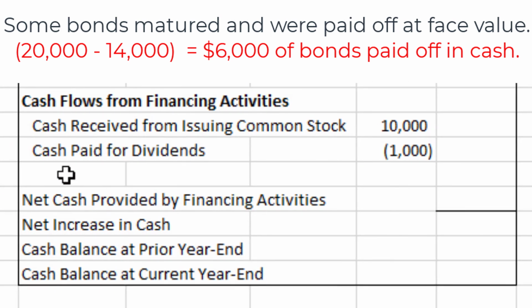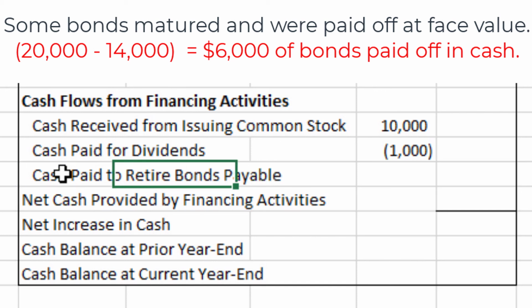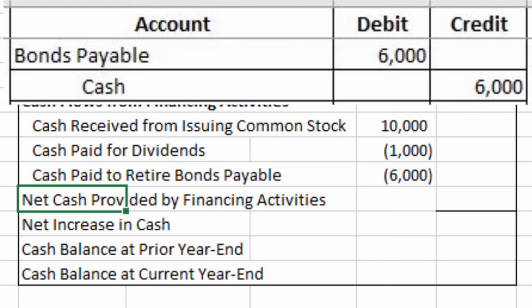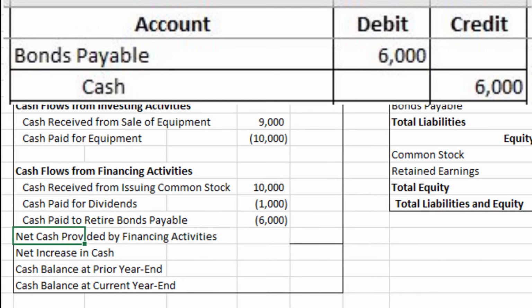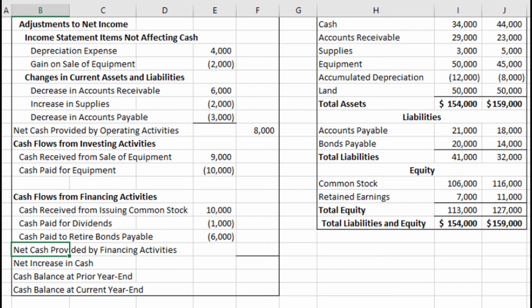So what we will put here is cash paid to retire bonds payable. And that's going to be for negative $6,000. And the journal entry for that one, if you were curious, is a debit to bonds payable for $6,000 and a credit to cash also for $6,000. Alright, that is it for the additional information, but you may or may not be done.